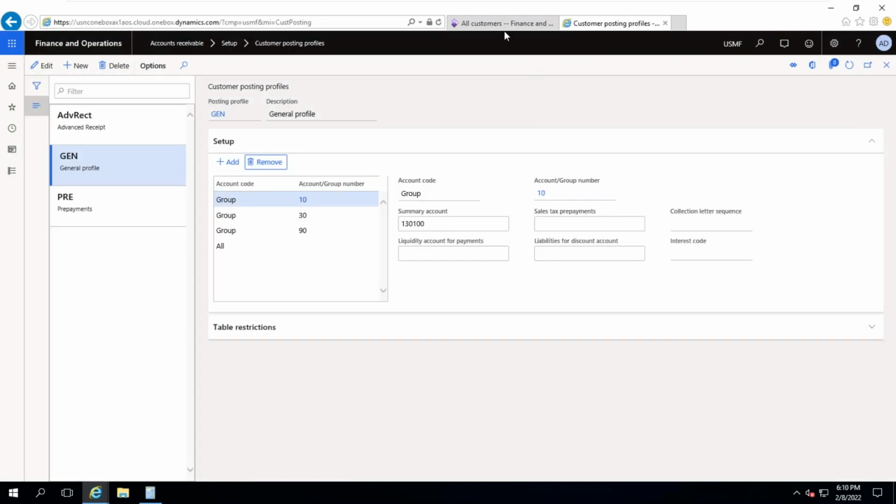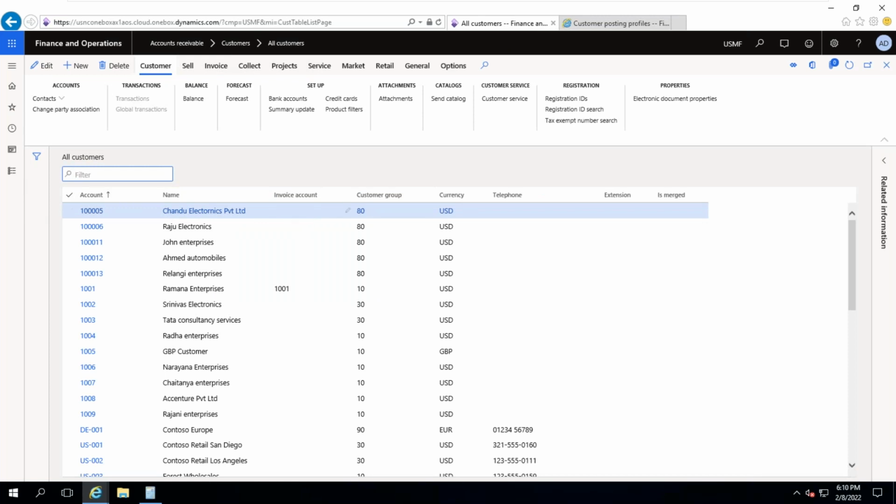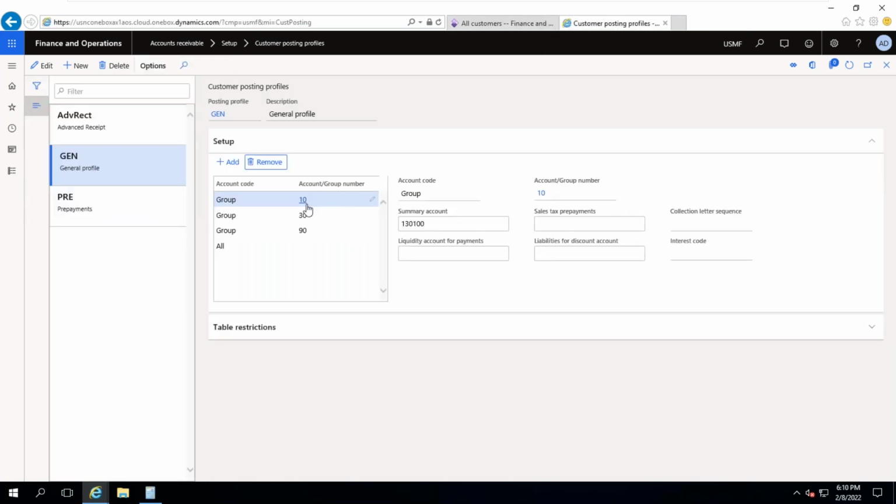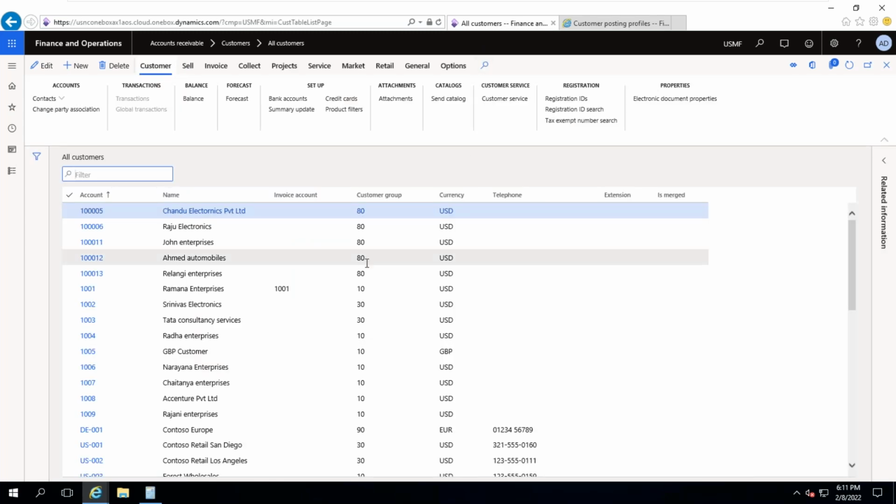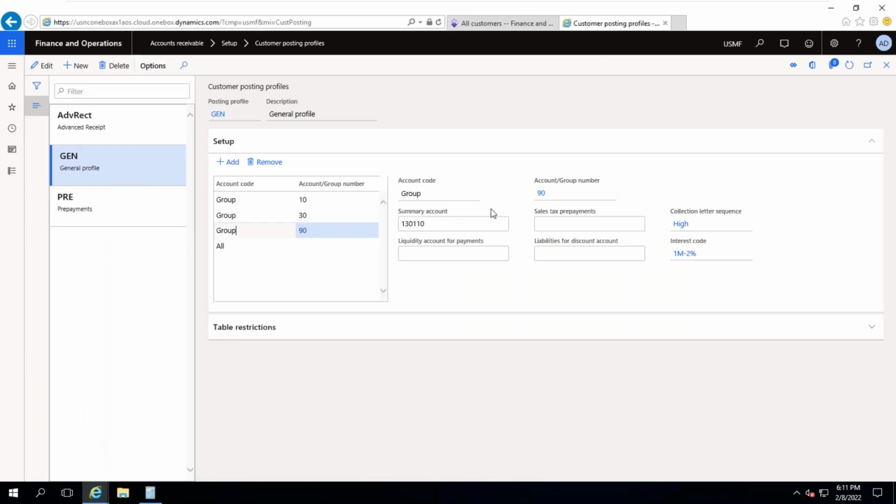So the customer is linked with the customer group. Customer group is linked with ledger account. For customer group 10, it was mapped with 130100. Customer group 30, it was mapped with 130100. Customer group 90, it was mapped with 130100. Actually, is it only 10, 30, 90 available? If you go here, 80 also available, but here it is not mapped with 80.